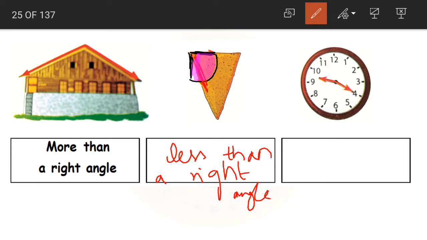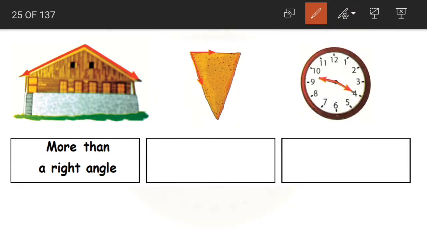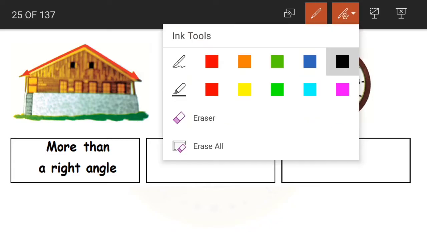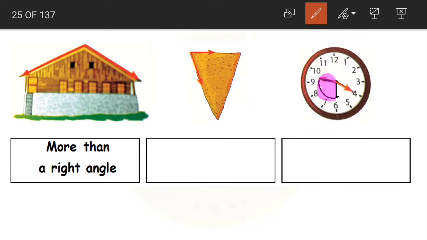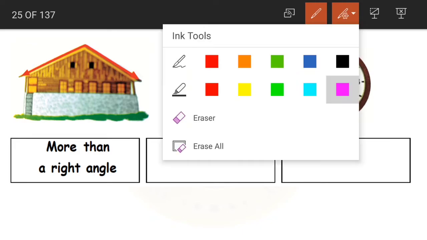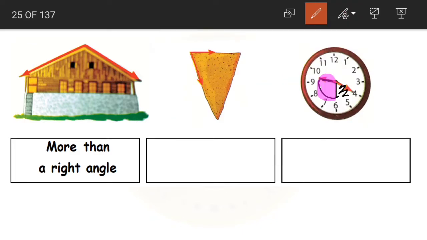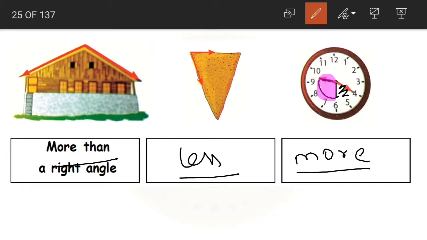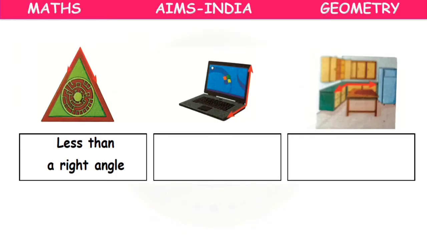Yes. Now again coming to the figure 3. Again we have to place alongside the arms. You can place it like this also. Yes. So this is our right angle here. Now again let me color. This is our right angle, but the actual angle here is more than the right angle. So again it is more. First angle is more, second is less, and again third angle is more than the right angle.